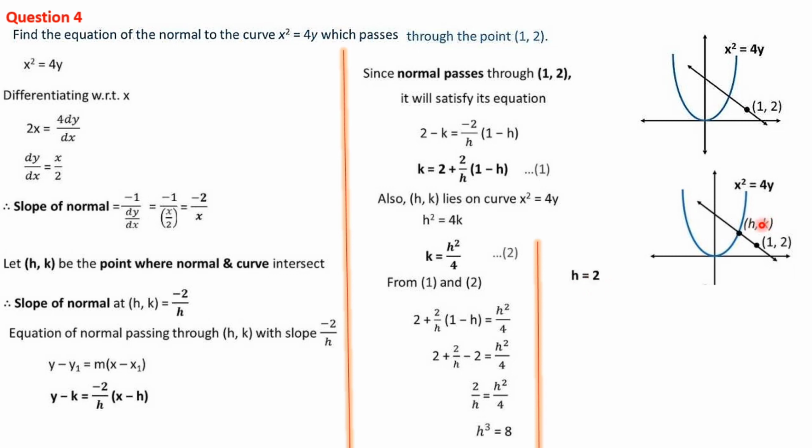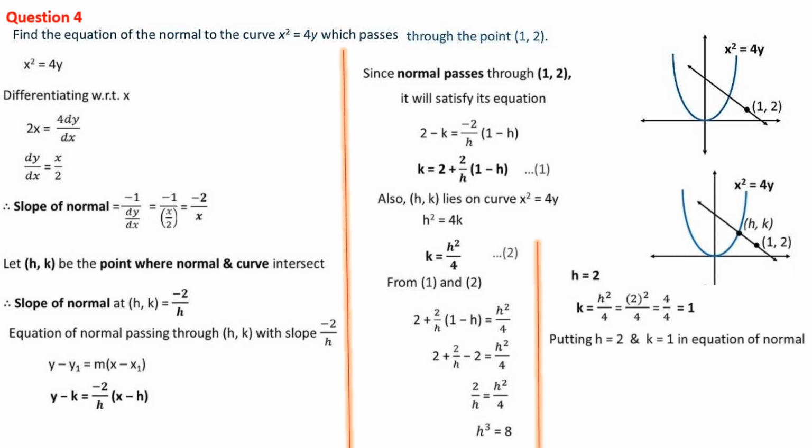So out of these two, we have got one value. We can get the other if we substitute the value of h in any one of the equations. So k is equal to, taking the simple equation, h square by 4. That means 2 square by 4. 2 square is 4, and 4 by 4 is 1.